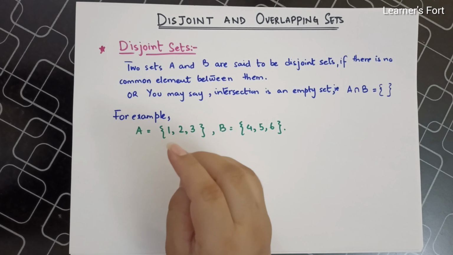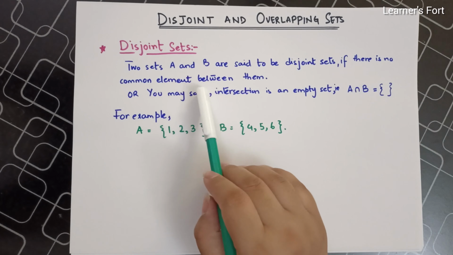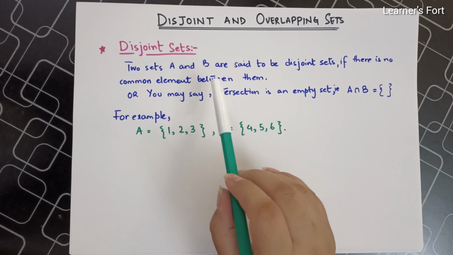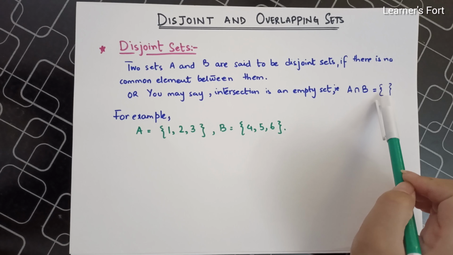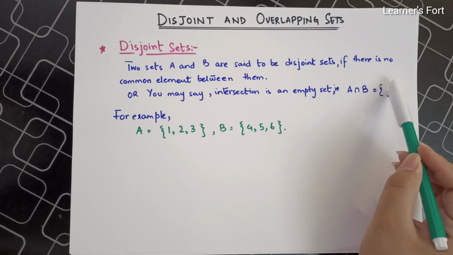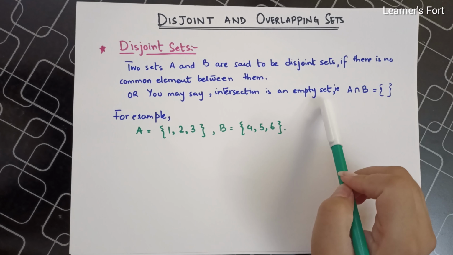So two sets A and B are said to be disjoint sets if there is no common element between them, right? Or you may say that the intersection is an empty set. A intersection B is an empty set, like you draw the curly brackets and you don't write anything between them, so it means that it's an empty set.